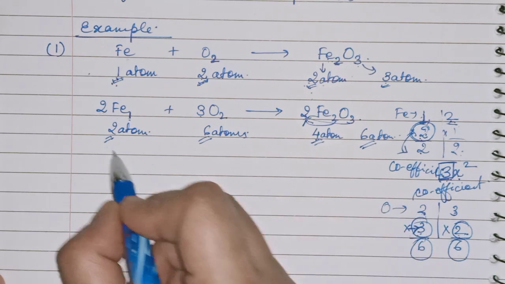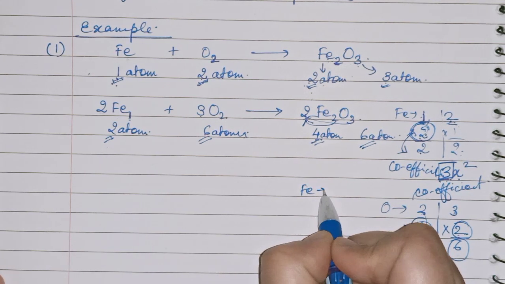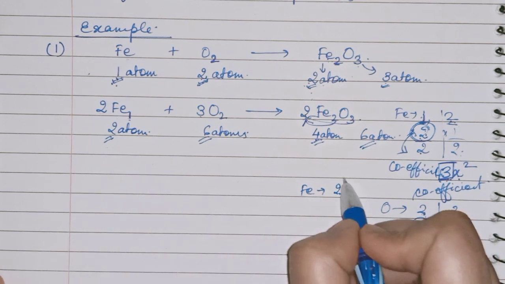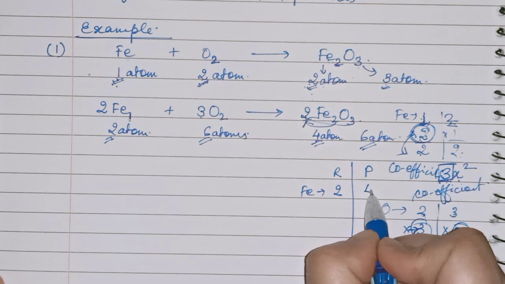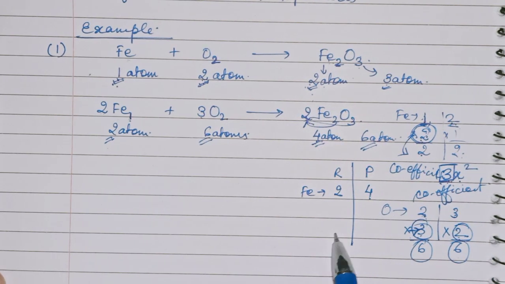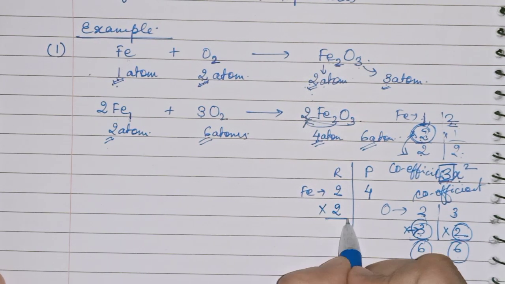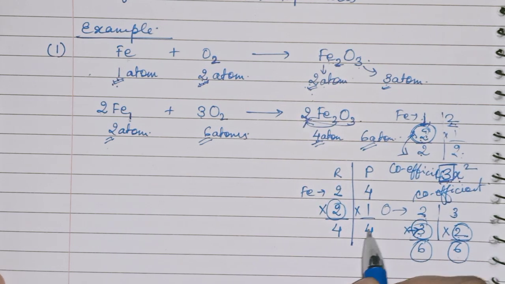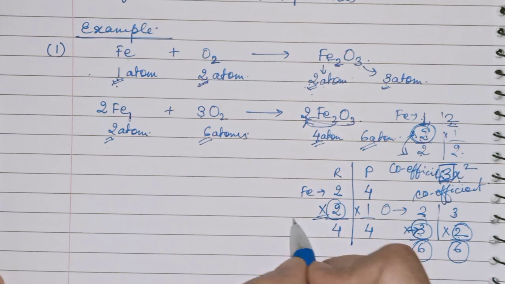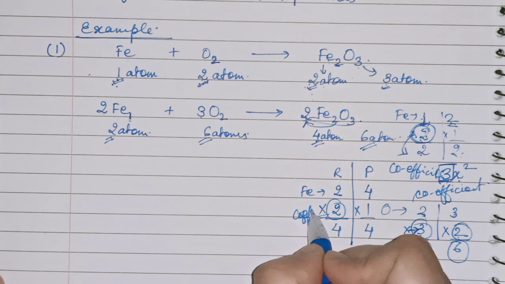Now for 4 and 2, for iron. Left hand side, that means reactant side, it is 2. Product side it is 4. So what number will you choose? You will choose 2 here. So 2 into 2 is 4 and 1 into 4 is 4. So 2 will be the coefficient.